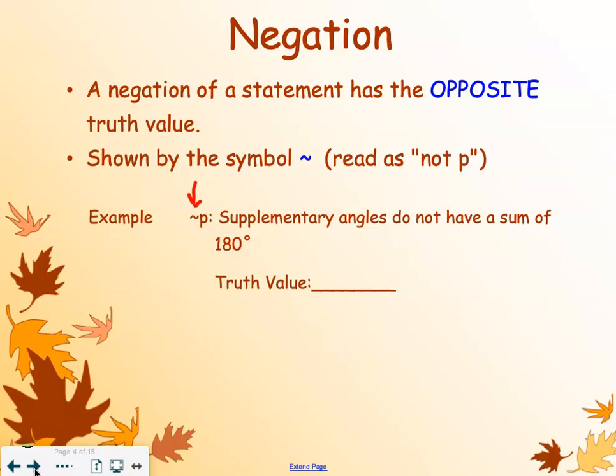Do you guys see how it has the word not in it now? So what's the truth value of that statement? Supplementary angles do not have a sum of 180. Is that true or false? False. And we should get the opposite since before we said it was true. False.